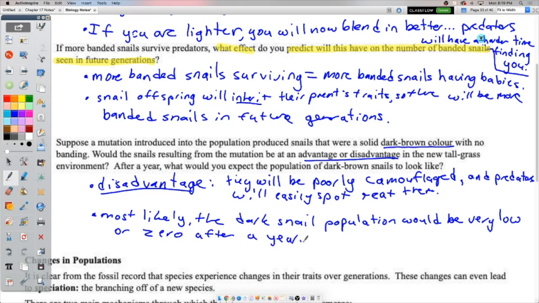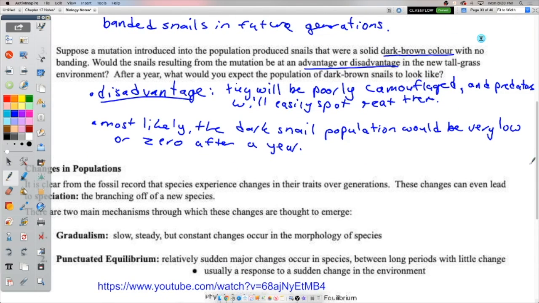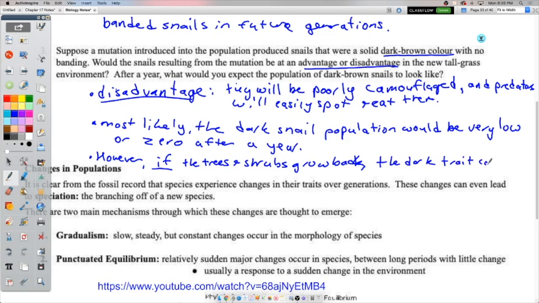Okay, but one more question for you. What if the shrubs and the trees grow back? Now, do you want to be a dark brown snail or do you want to be a lightly banded snail? Well, if the shrubs and the trees grow back, there might be a lot more shade, and it might be a good thing again to be a dark snail with no bands. So we'll just say that. Maybe if there's another change in the environment, this could become a beneficial trait again. Okay, so the way the ecosystem is now, disadvantage. But if the trees and shrubs grow back, maybe an advantage.